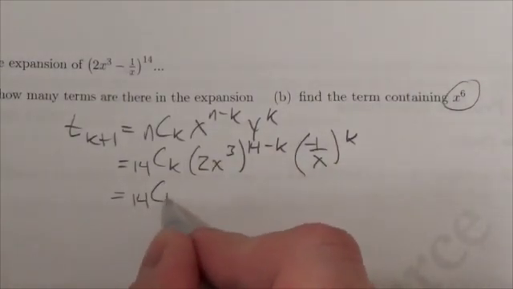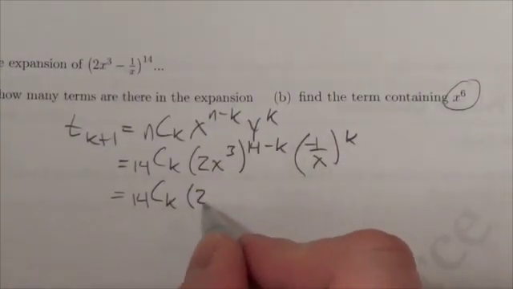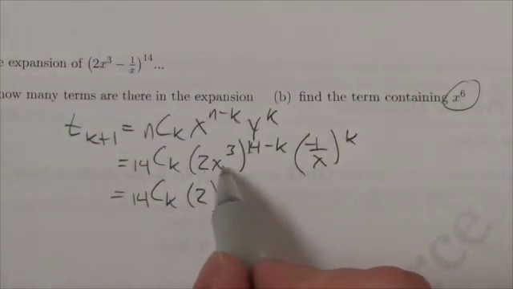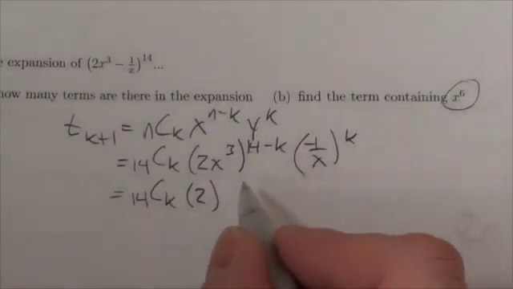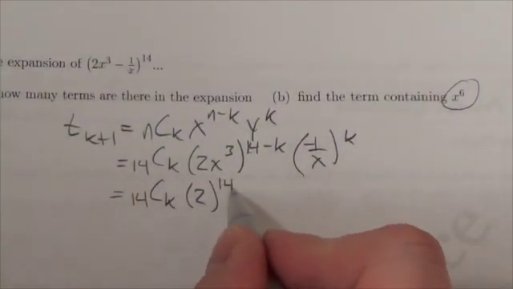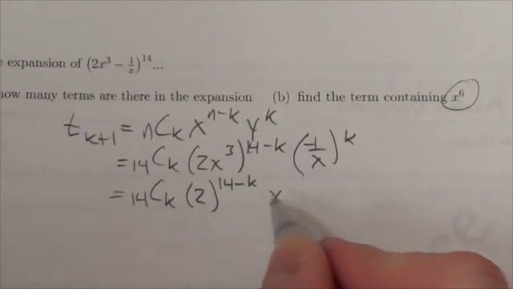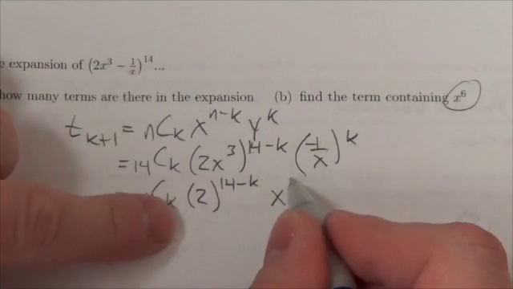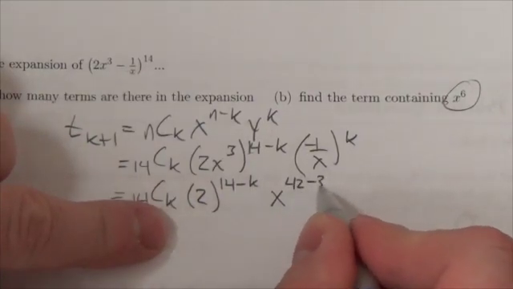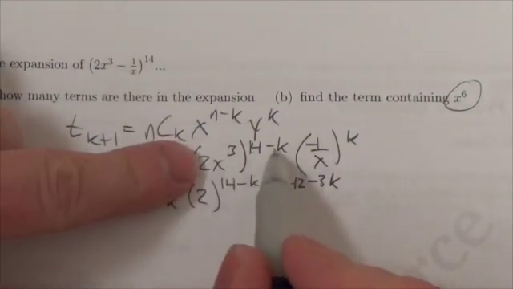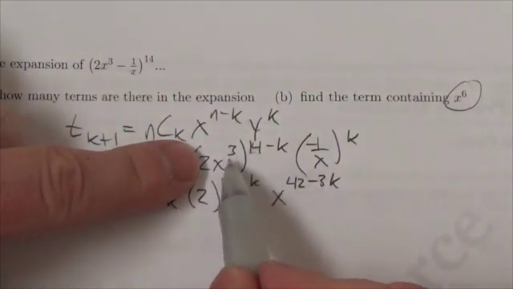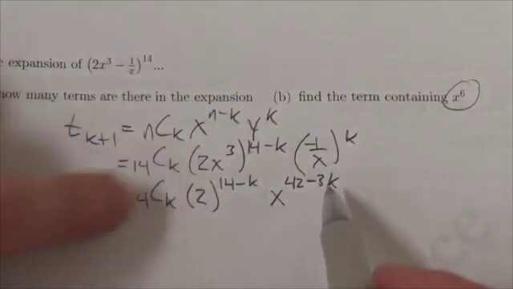So I'm going to write this again, 14 choose k. And now I'm going to distribute this exponent to these two factors in this expression right here. So this will become 2 to the 14 minus k. X to the, now you've got to be careful here, the x is being cubed to the 14 minus k, meaning that this will be x to the 42 minus 3k. When I multiply this together, because remember I've got a power of a power, I'm going to multiply the exponents, so the 3 times the 14, 3 times the negative k.